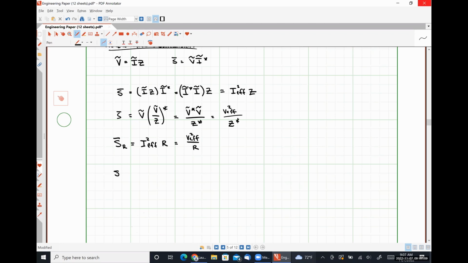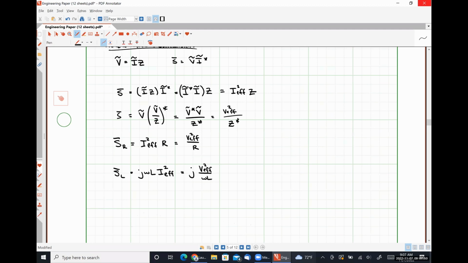For an inductor, this is going to look like j omega L times I effective squared, or j times V effective squared over omega L. So notice these are positive quantities. So inductors will always absorb complex power.